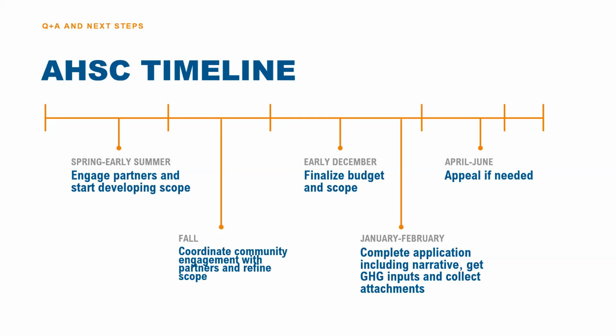And then finally, it's really important to keep in mind that the most intense time period on an ASIC application cycle is going to be the January to February timeline. When you're completing your application, including the narrative, and you're gathering your GHG inputs with the transit partners and collecting all the attachments that need to be uploaded. And then, as I said previously, after you submit in February, there'll be appeal periods in April and May leading up to the June awards. So this is a theoretical example of what you should be doing to apply for a round six or later application round.